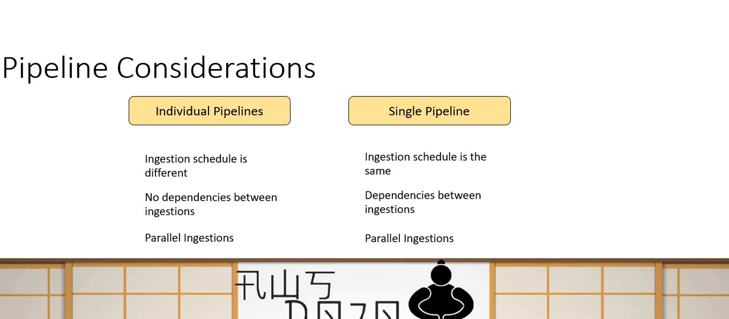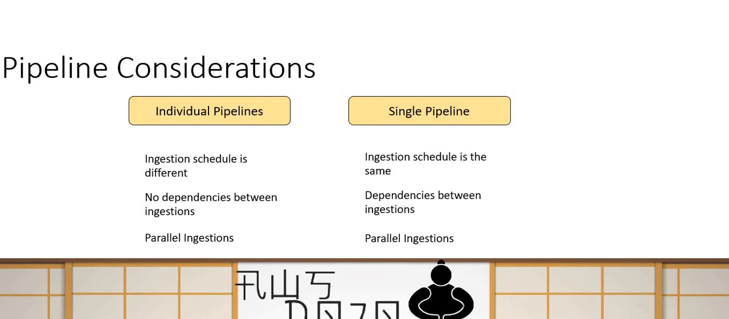And if you have a parallel ingestion requirement, which actually both can handle. Many times people say, hey, I have 10 tables, but I want to ingest all 10 in parallel. That is possible with both individual and single pipeline.